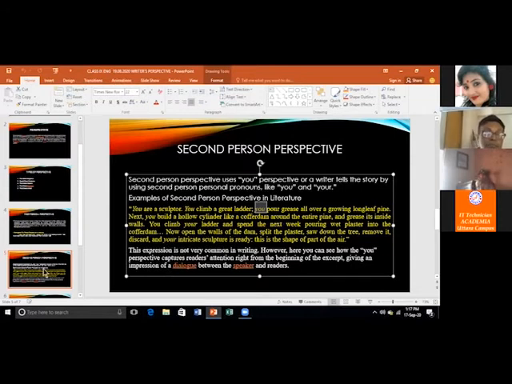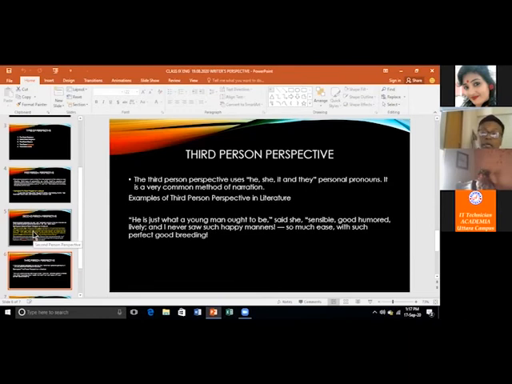And another one, this one is third person perspective. And this third person perspective is a little bit different from first person or second person, because we can notice that third person perspective is of 3 types. One is third person limited, third person objective, and another one is third person omniscient. So here, first of all, we can have a look. The third person perspective uses he, she, it, and they. These are the personal pronouns used in the case of third person perspective.